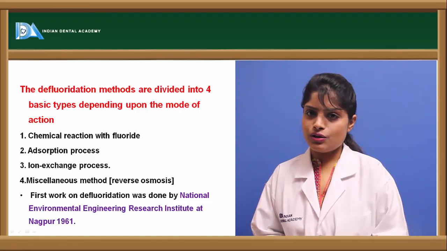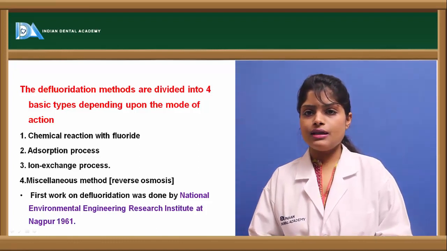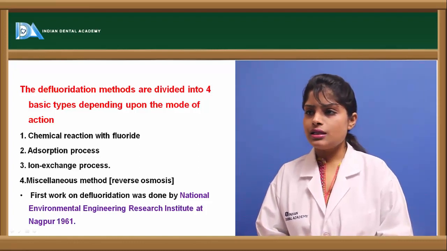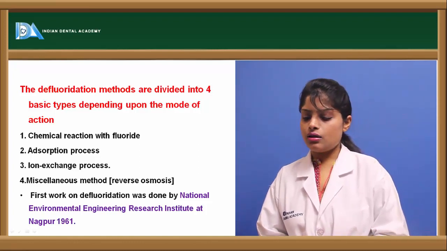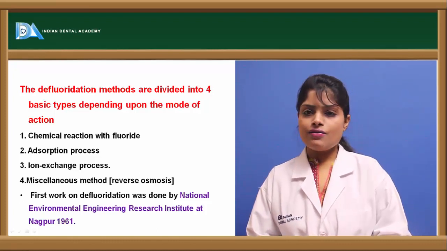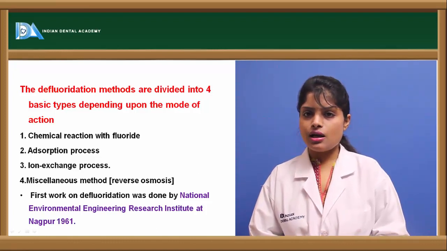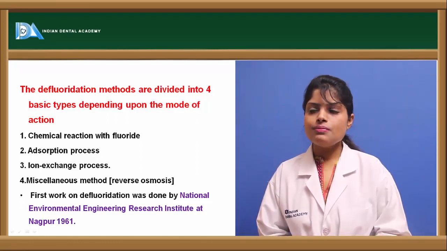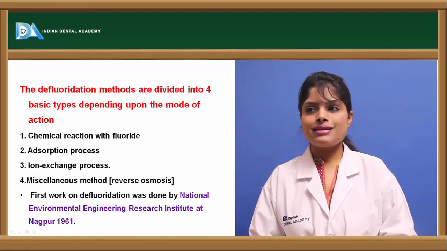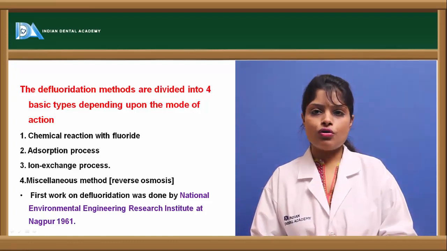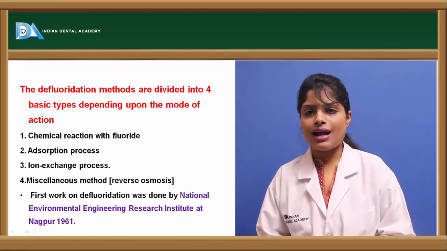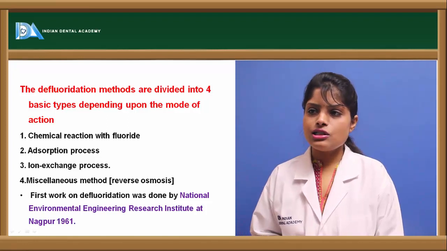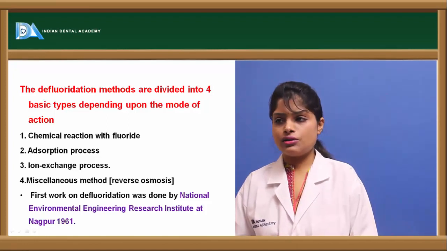WHO recommended that the normal dose for fluoride in water can be 0.7 to 1.2 ppm, and the National Environment Engineering Institute in India has a plant for defluoridation. The defluoridation methods can be divided into 4 basic types depending upon the mode of action. First is a chemical reaction with fluoride, then the adsorption process, the ion exchange process, and other miscellaneous methods.